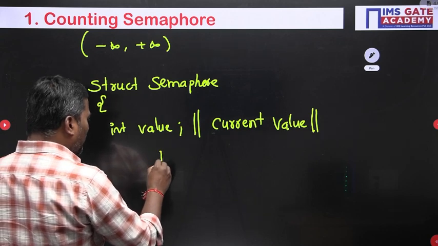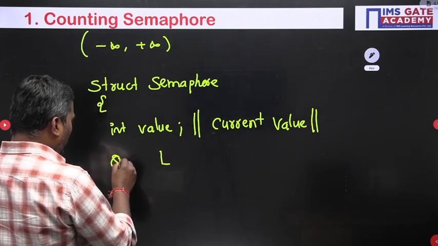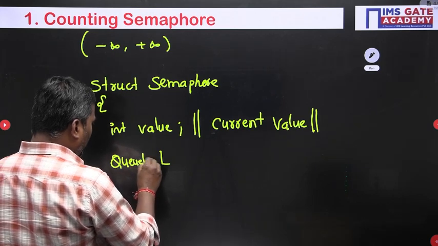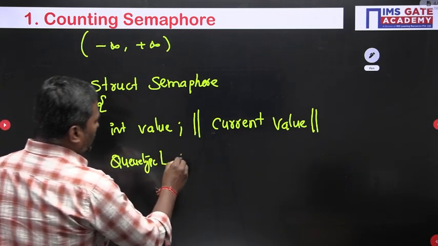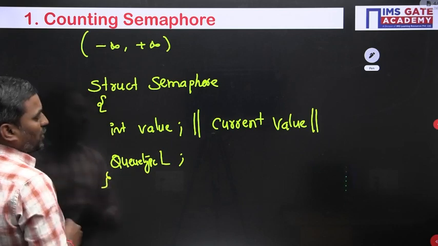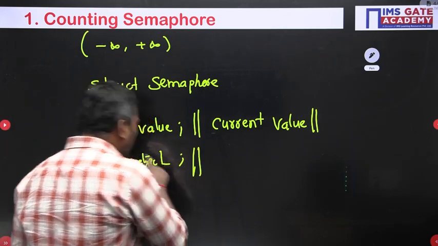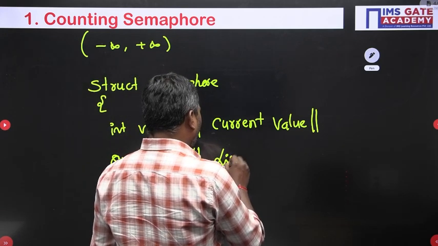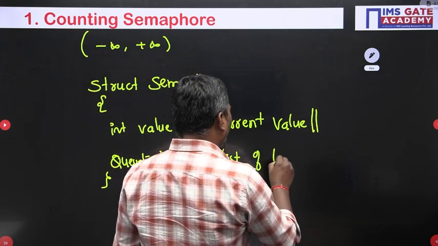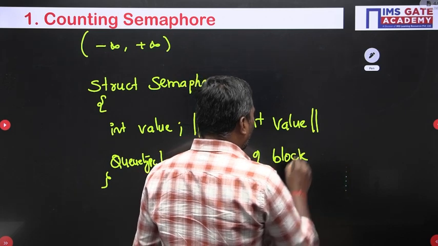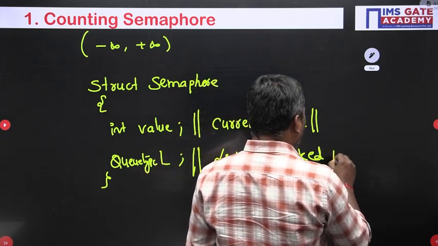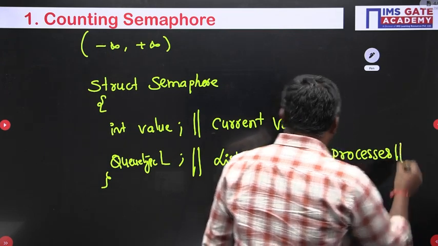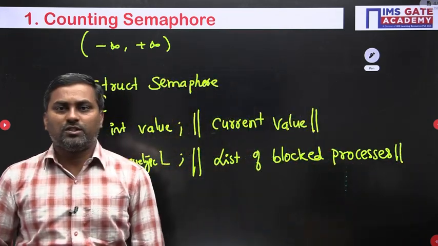There is an L, I am defining L. L is a Q, understand, Q. I am taking Q as a data type. So what is this Q containing? The L is a Q, and the Q is containing the list of blocked processes. What is the meaning of blocked processes needs to be understood.